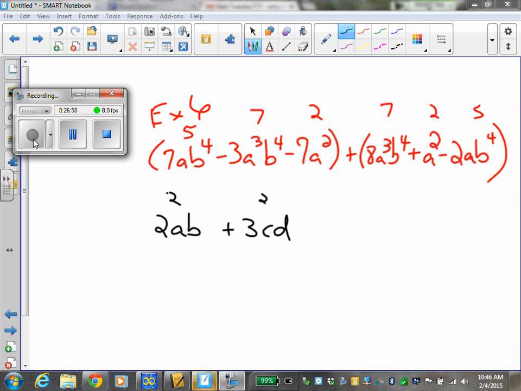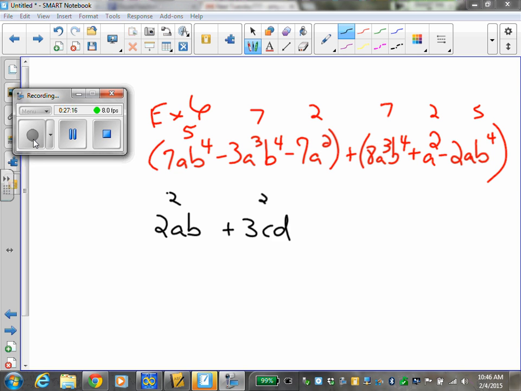So I put all my ABs in one column and I put all my CDs in another. And everybody said, well, they're the same degree, which one do you put first? It really doesn't matter. In this case, I would put the ABs first. Why? Alphabetical.